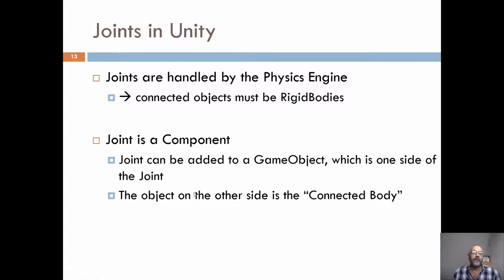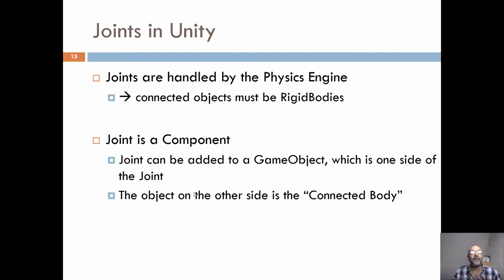A joint is a component. It's handled by the physics engine, so as I mentioned, we do need rigid bodies for that, and it's a component that you can add to a game object. If you add a joint, automatically a rigid body is also added. And a joint is added to one of the 2 objects. So you connect 2 objects with a joint, but the joint is added to one of the 2 as a component, and then the other one is the so-called connected body.